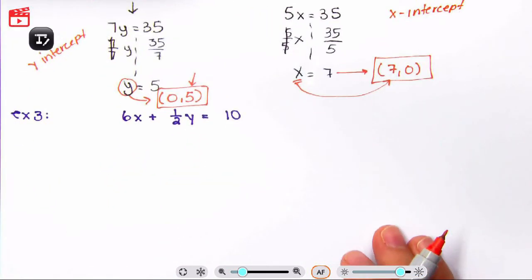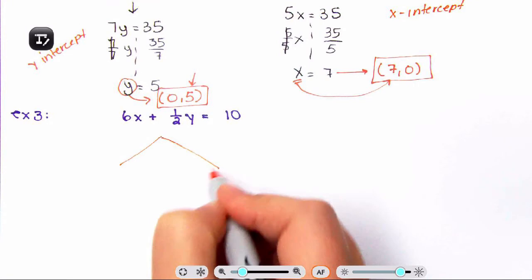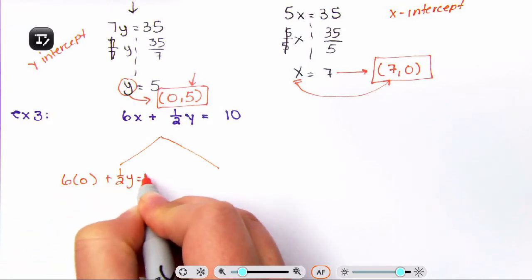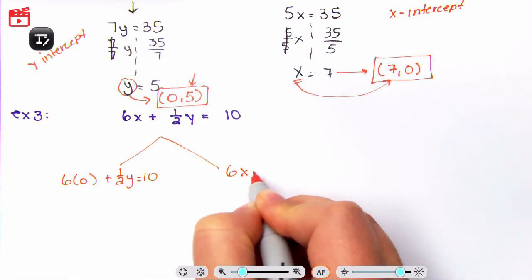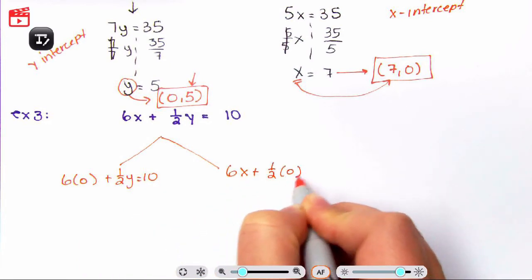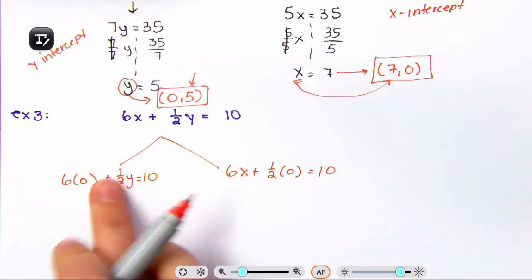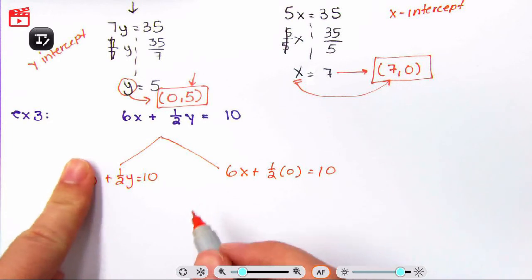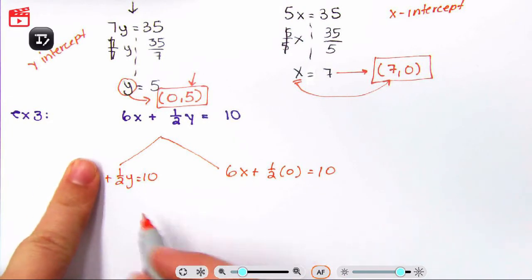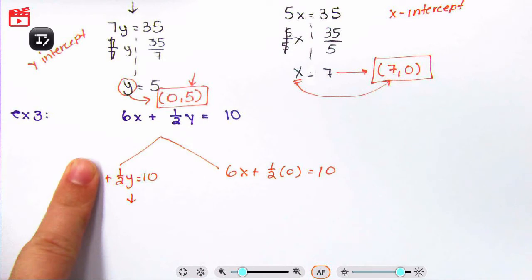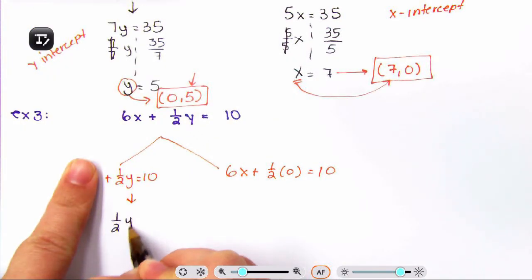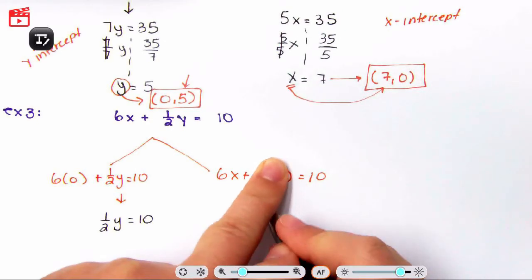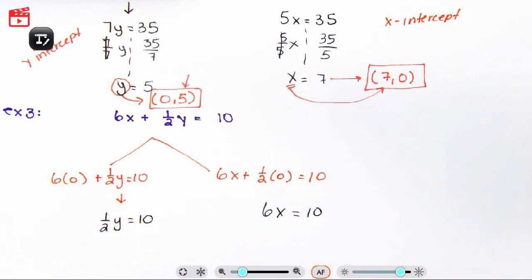And let's do one more example. Same thing like we did before. Make x 0, everything else stays the same. Make y 0, everything else stays the same. So you always have two equations, for your x-intercept and for your y-intercept. Then, again, take your finger, put it over the term that is being multiplied by 0. What do you have left over? I have left over 1/2 y is equal to 10. Put your finger over the term with the 0. What do you have left over? 6x is equal to 10.